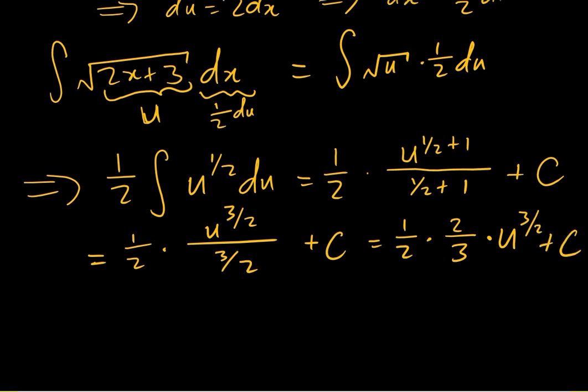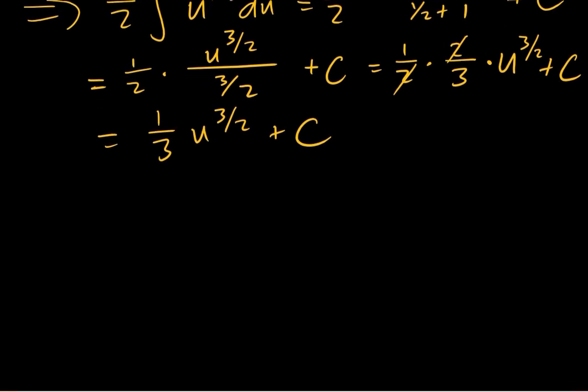This is just algebra, it's just basic stuff. The 2's here cancel, we end up with a third u to the power 3/2 plus c. And then let's substitute back. So we know what we made u was 2x plus 3, so this just becomes a third 2x plus 3 to the power 3/2 plus c.